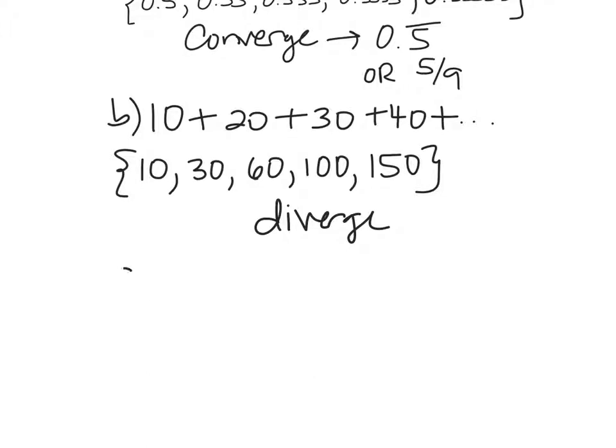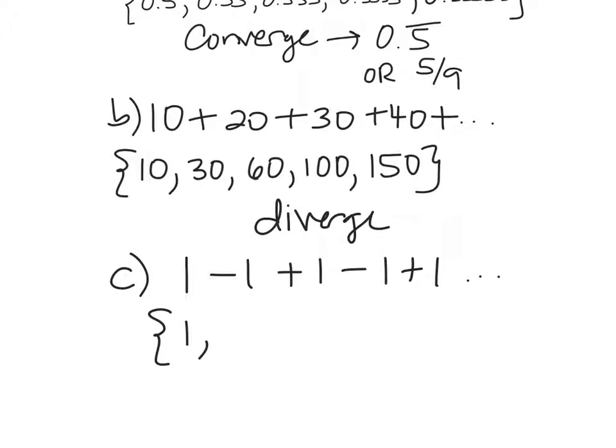Okay, last one of these. Here's an interesting little series. 1 minus 1 plus 1 minus 1 plus 1, dot, dot, dot. Okay, so let's go ahead and write down the first 5 partial sums. So the first sum would be to sum up the first number, which is just 1. What's the second sum? 0. 1 plus negative 1, 0.